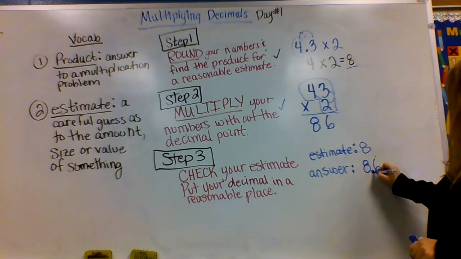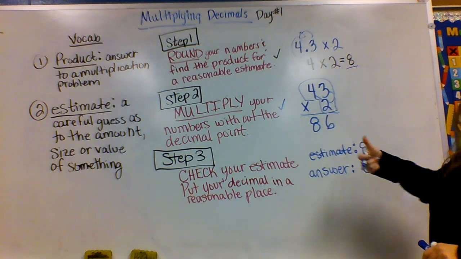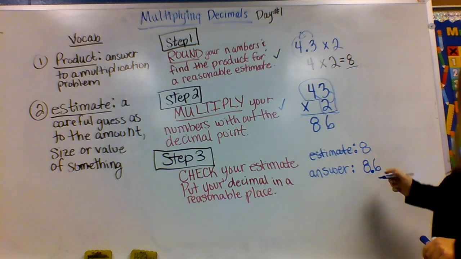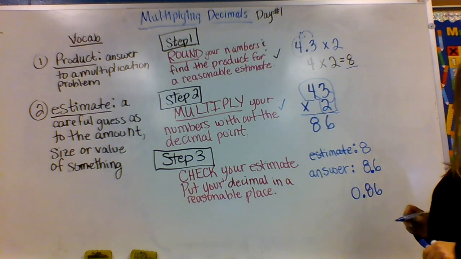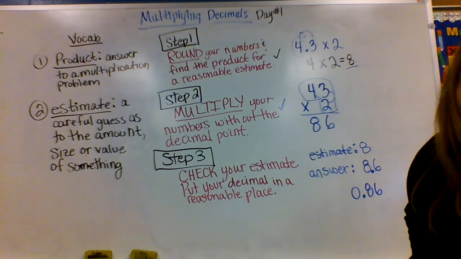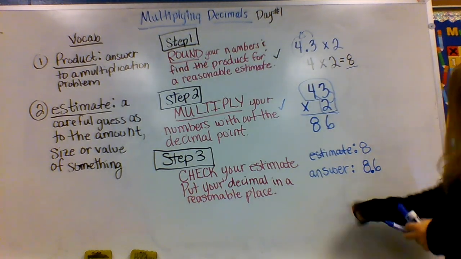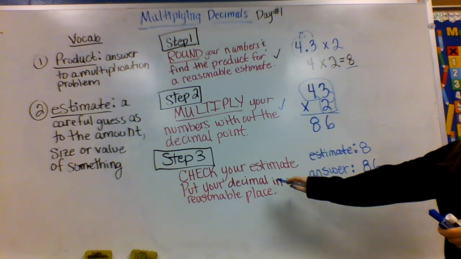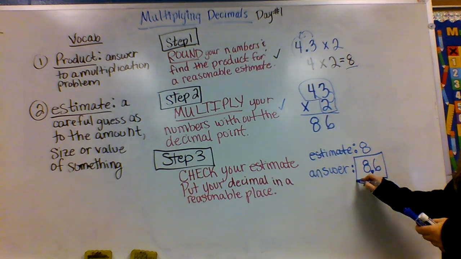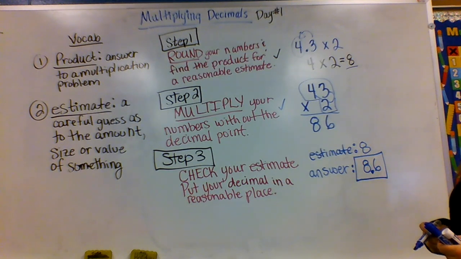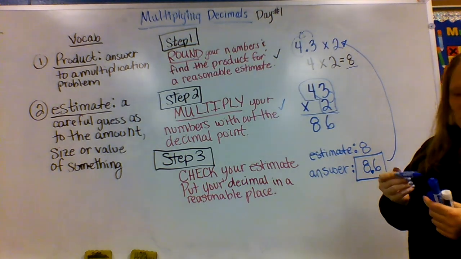If I put the decimal here, is 8 6/10 close to 8? It sure is. But what if I had put it here? Decimal before that. 86 hundredths. No, that's not good. That's not good because that's smaller than 1. Okay. So where I put my decimal is right here. So my answer is 8 6/10. That is my answer to 4 3/10 times 2.